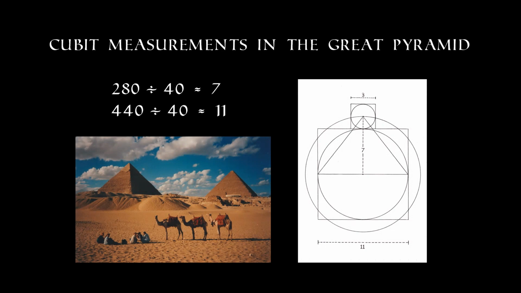Now, this diagram, as you can see, has the pyramid triangle within it with its base of 11 and its height of 7. Now, as you may be aware, this circle here is the size of the Earth in relation to this one, which is the size of the moon. The moon circle has a diameter of 3, whereas the Earth circle has a diameter of 11.